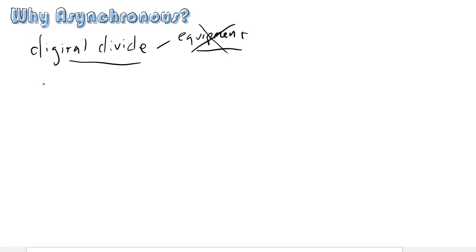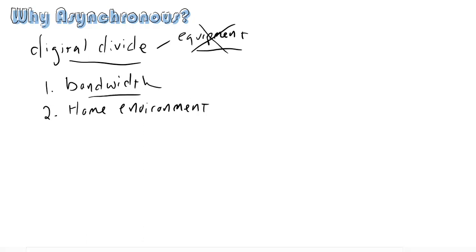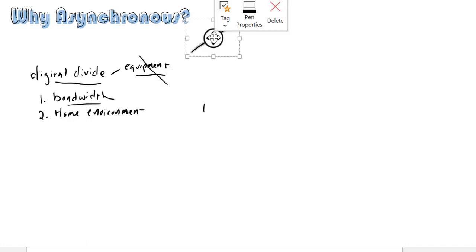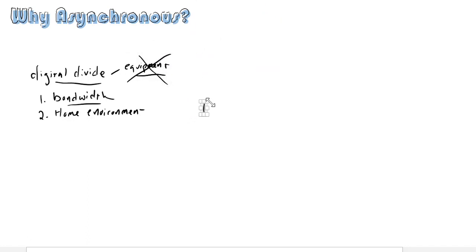The digital divide is about two things, really. The first is bandwidth, and you may have heard this discussion. The second is what we'll call home environment. And the second is getting more play lately. But the first one, the bandwidth issue, is actually well studied. So let's talk about bandwidth.